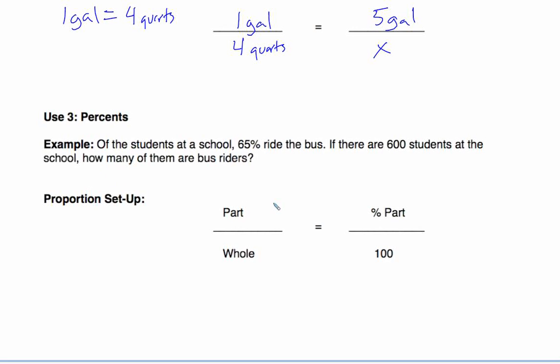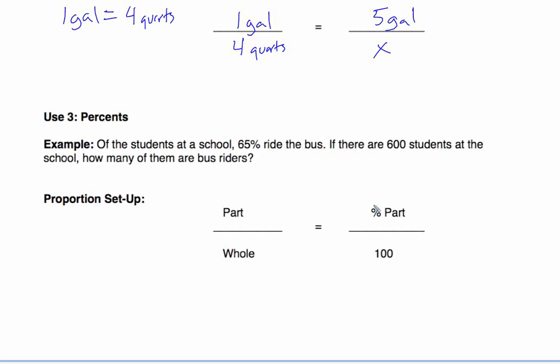Now, a percent setup is part over whole equals percent part over 100. All right, so let's take a look at the problem and see if we can pick out these things from the problem. Example, of the students at a school, 65% ride the bus. If there are 600 students at the school, how many of them are bus riders? Okay, so let's look at the numbers I'm given. One number is a dead giveaway. 65% ride the bus.